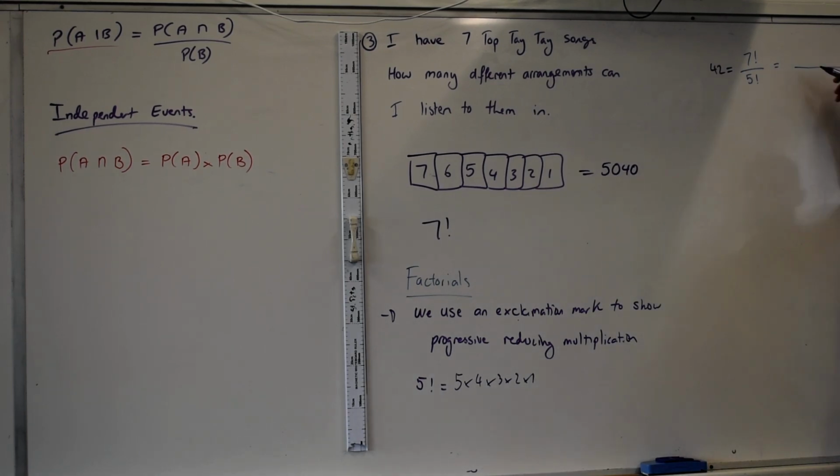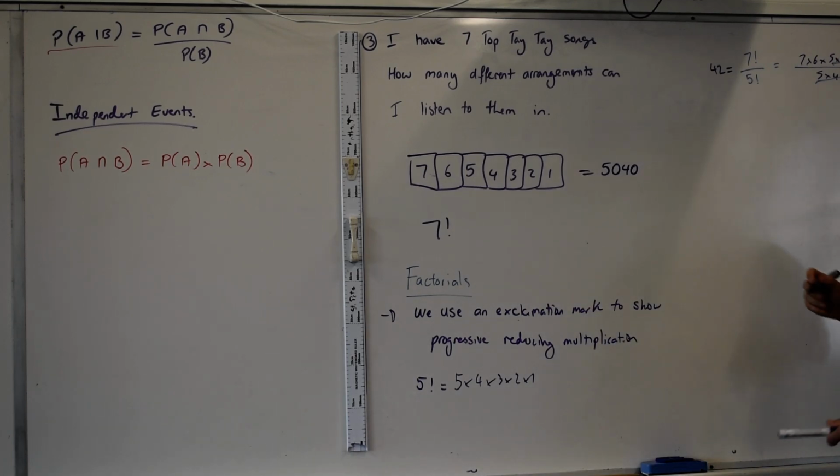So we've got 7 by 6 by 5 by 4 by 3 by 2 by 1 divided by 5 by 4 by 3 by 2 by 1. What's happening? What can we do with those? We can cancel all that with all that and we're just left with 7 by 6. And that is the power of the factorial. It allows us to quickly deal with some pretty gross numbers.